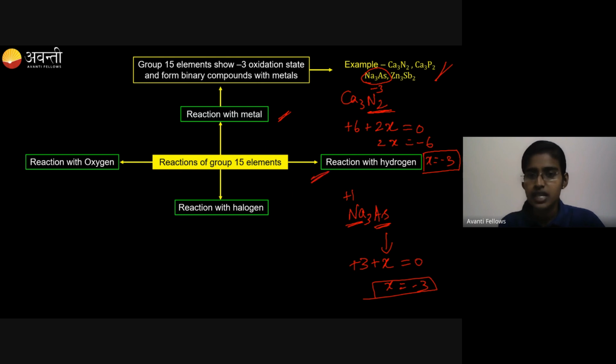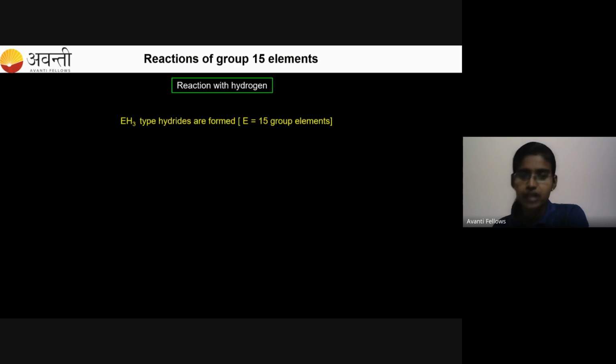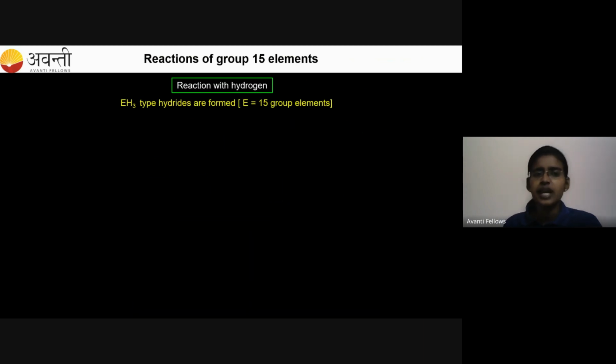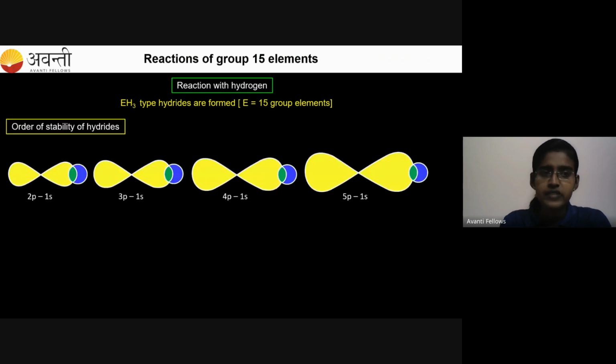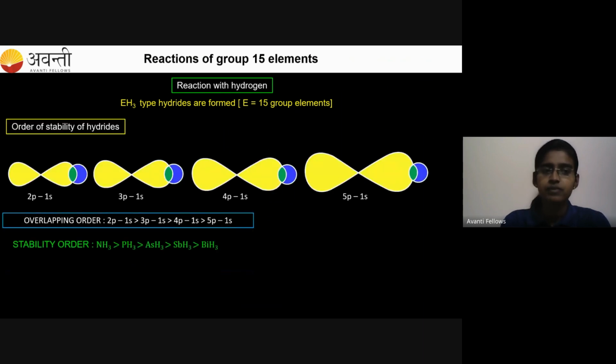Now coming to the second reaction, that is with hydrogen. EH3 type hydrides are formed. E means the element of group 15, like NH3, PH3, AsH3, those compounds. And this is the order of stability of hydrides: NH3 is more stable than PH3, than AsH3. So what is the reason? You can see the reason above.